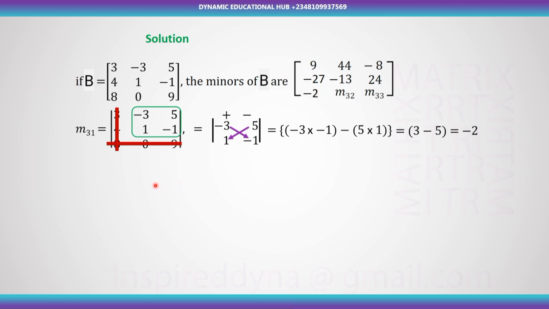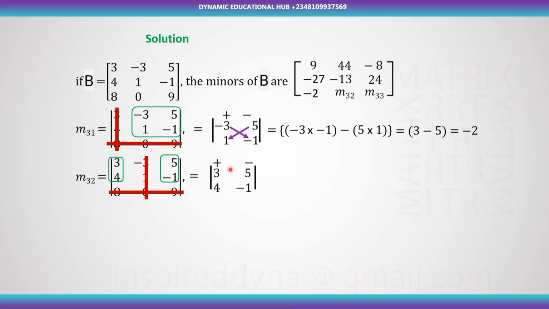Minus 2. To the second one, minus 3, 2. You delete the third row, second column. You are left with this matrix. Let's find the determinants. 3, 4, 5, minus 1. Then you have plus, minus. You can multiply across the diagonal again.